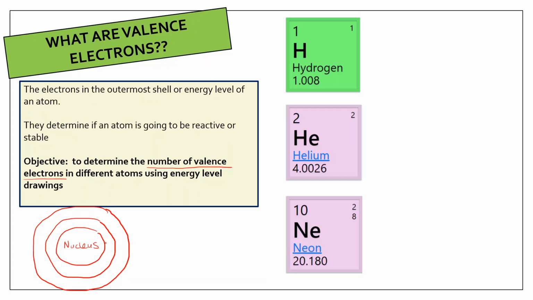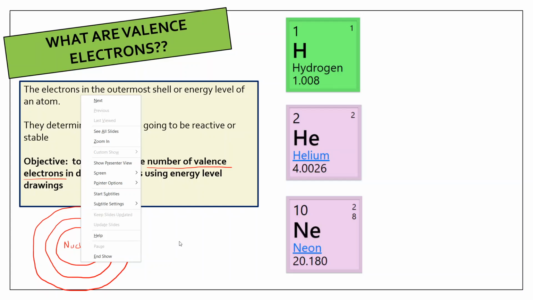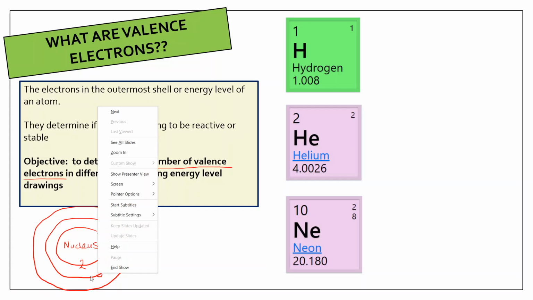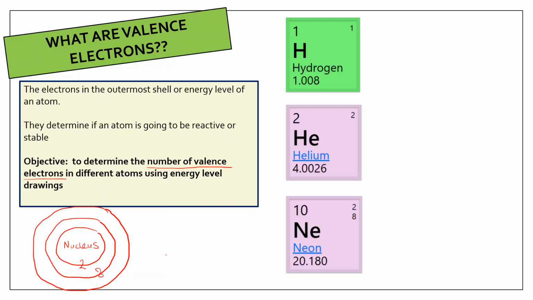The 3 different energy levels we're going to be looking at can contain different amounts of electrons. So this first one can contain up to 2. This next one can contain up to 8. And the same thing for this last one. So they have a maximum amount of electrons that they can have in each energy level.